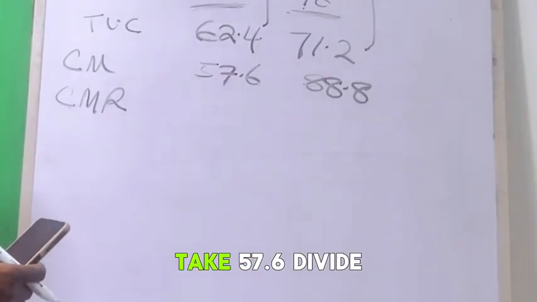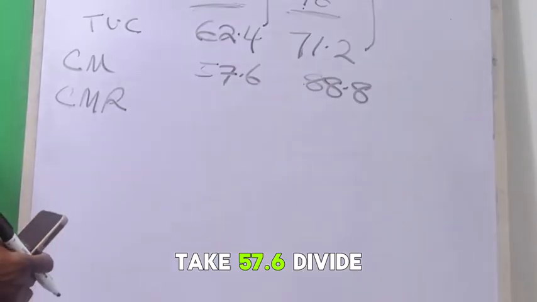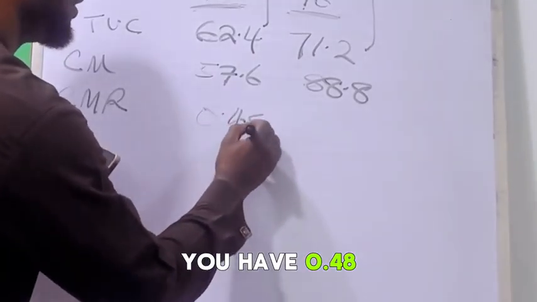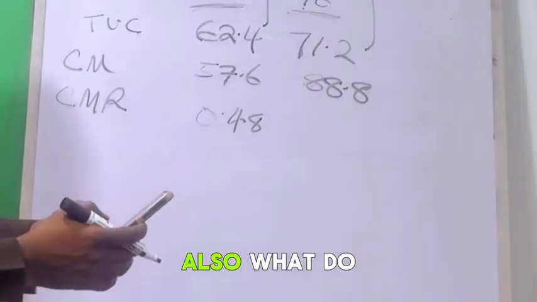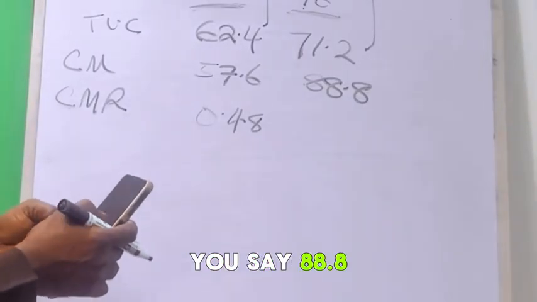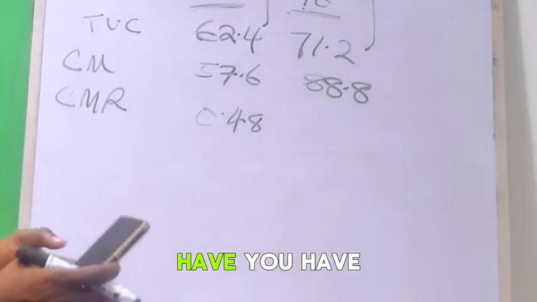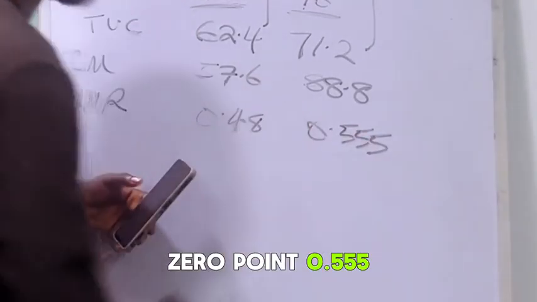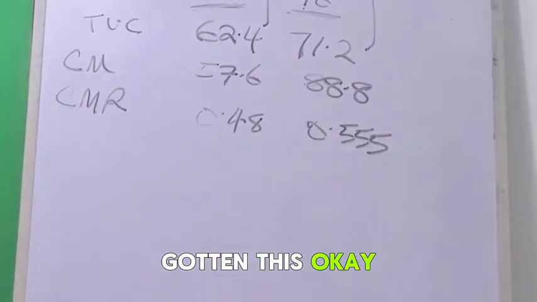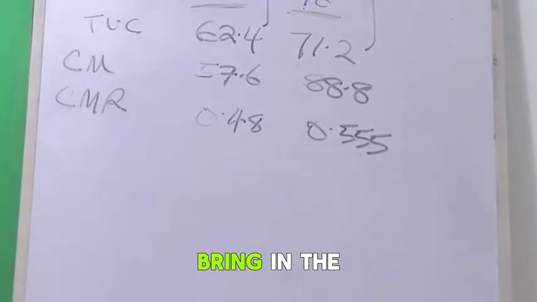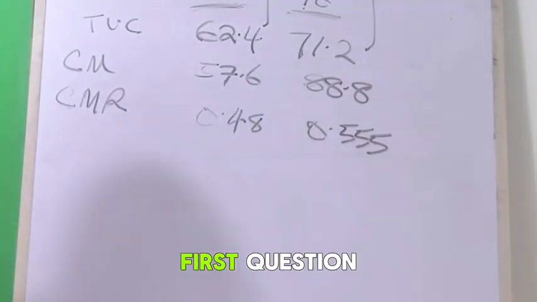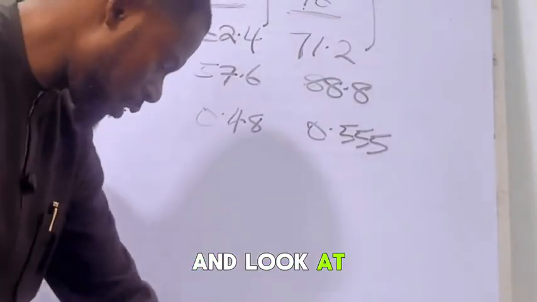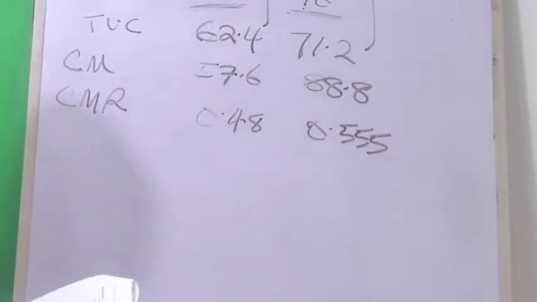So when you take 57.6 divide by 120, what do you have? You have 0.48. Now for B also, what do you say? 88.8 divided by 160. What do you have? You have 0.555. So we have gotten this, okay? Now at this point, what we need to do now is to bring in the weight. What is the weight? For the first question, our weight was 1:3 against 2:3. Now let's go and look at these questions, whether there's any weight adjustments.